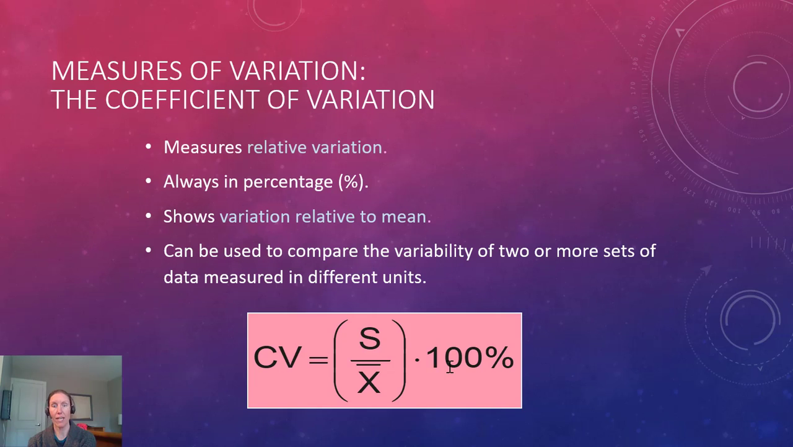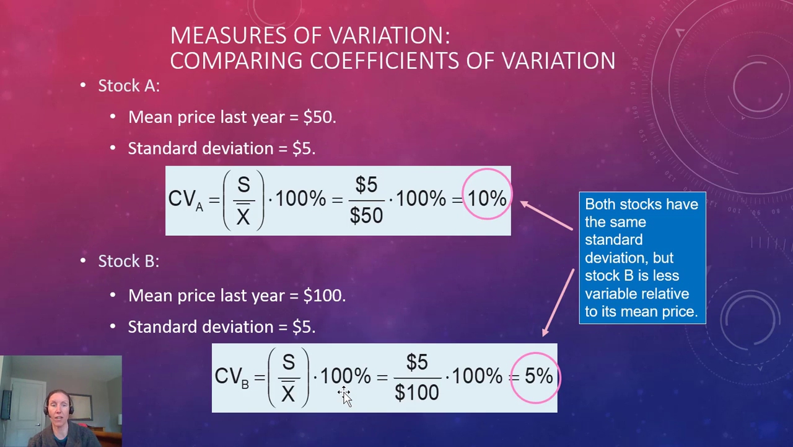Now, the last thing to look at is what's called the coefficient of variation. This is really good to look at when you're measuring different data sets, and it measures the relative variation. It's always in a percentage form. Here is the formula. It's very quick to calculate once you've got your mean and standard deviation.